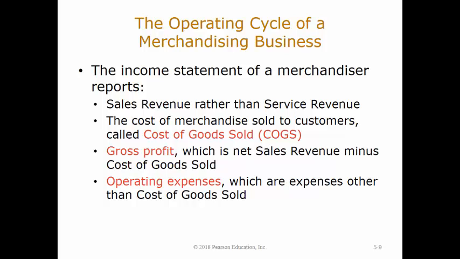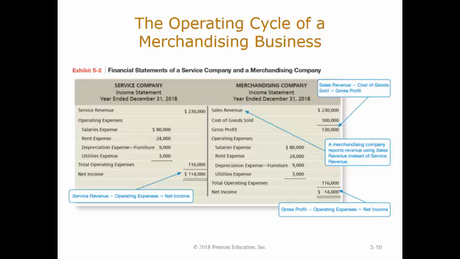Because cost of goods sold is usually a merchandiser's main expense, an intermediary calculation, gross profit, is determined before net income is calculated. Gross profit is the excess of net sales revenue over cost of goods sold. Operating expenses are expenses other than cost of goods sold that are incurred in the entity's major ongoing operations. The financial statements of merchandising companies also look somewhat different from what we have seen so far.